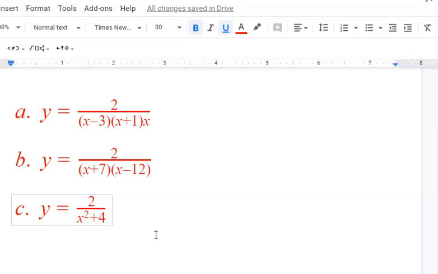You could put x squared plus 2 or 1 or anything really, but don't put x squared minus something because you would have the difference of squares. Even if the number was not a square, it would have an asymptote at that square root. So you don't want to put a minus sign.